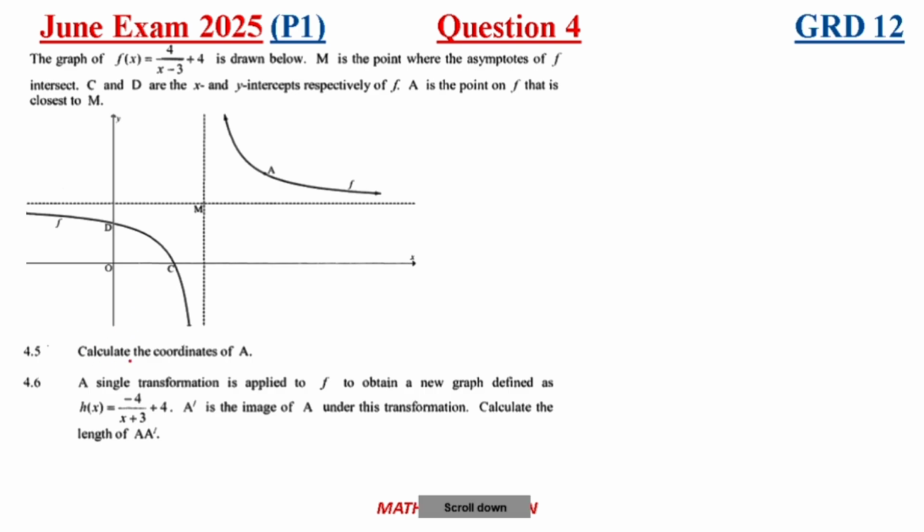Right, 4.5 says here, calculate the coordinates of A. Right, so now there's many ways to kill a cat here at 4.5. Remember there's that equation of the line of symmetry that passes through this point, which is 3 is to 4, right? So now, this is where the two graphs intersect.